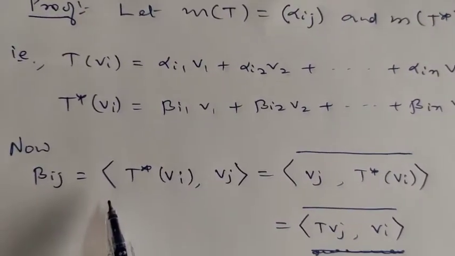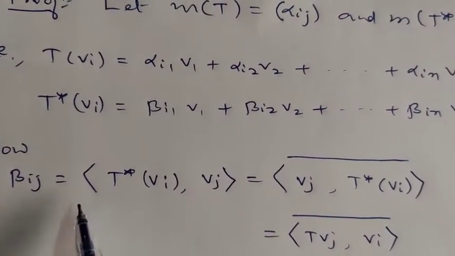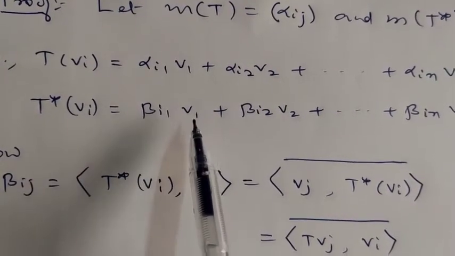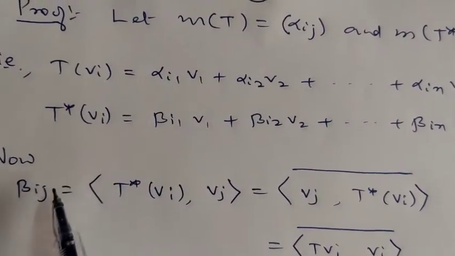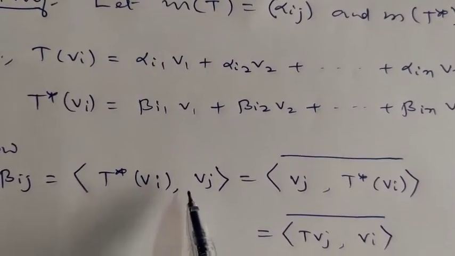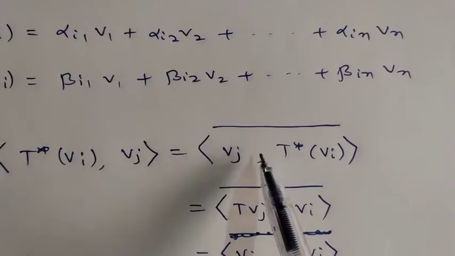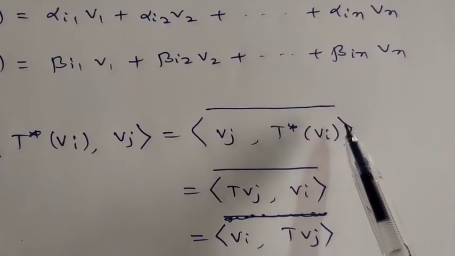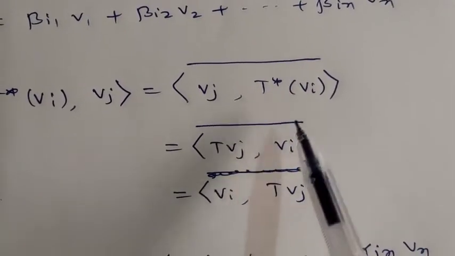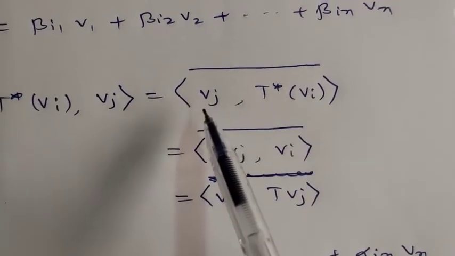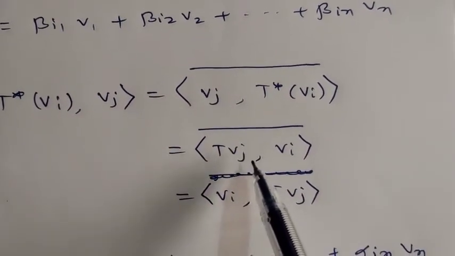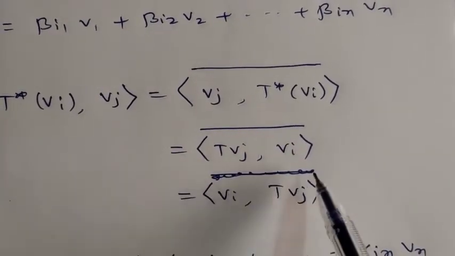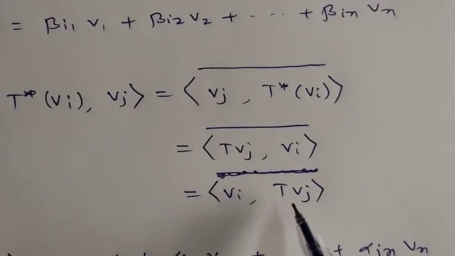Now you consider beta ij. How does beta ij come? If you consider (T star of vi, vj), beta ij comes out. So (T star of vi, vj) is equal to the conjugate of (vj, T star of vi), because (x, y) is equal to (y, x) bar. So this is equal to the conjugate of (T of vj, vi), as I transfer this T to here, it becomes T. This is equal to (vi, T of vj), if you remove the conjugate.